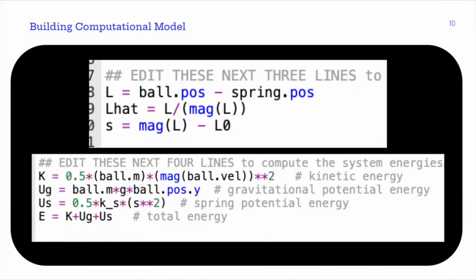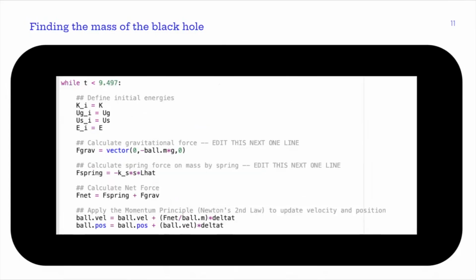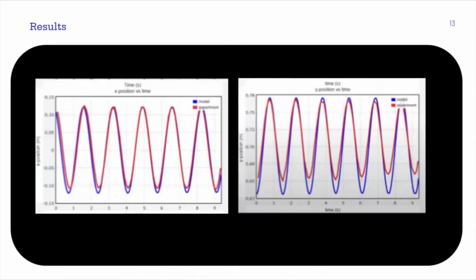Now, in this part of the code, we define the key components that describe the motion and the energy of the system. The first three lines calculate the spring vector L, which goes from the fixed point to the mass. Then we get the unit vector L hat from the spring's direction, and s, which is how much the spring is stretched from its relaxed length. Then below that, we calculate all the system energies at each time step. Here, more calculations. And here too. By running this code, we can get these graphs.